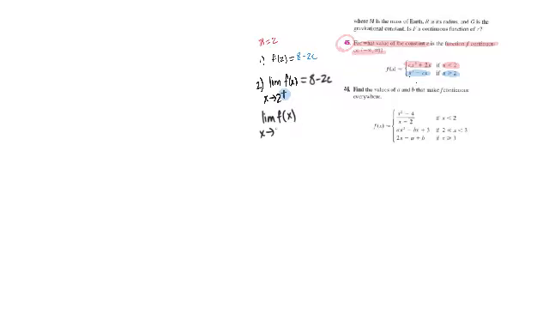If I come in from the left, now I have to use my red rule. That would be c times x squared plus 2 times x. So this will be c times 4 plus 2 times 2, that's 4c plus 4, right? So coming in from the left, it's 4c plus 4.